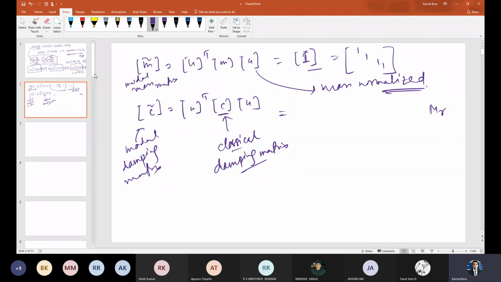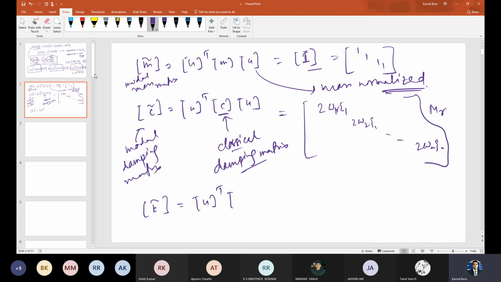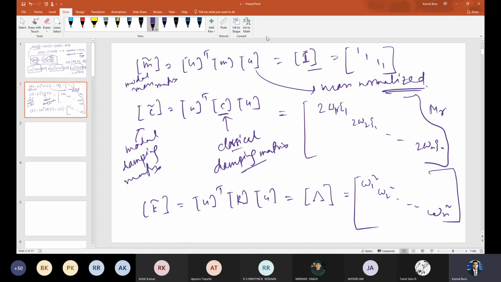If this is a classical damping matrix, it can be diagonalized, and the diagonal will be 2 omega 1 zeta 1, 2 omega 2 zeta 2, and so on up to 2 omega n zeta n. Then K tilde is the modal stiffness matrix, u transpose K u. Again, if u is mass normalized, it is the spectral matrix, with diagonal omega 1 square, omega 2 square, up to omega n square.